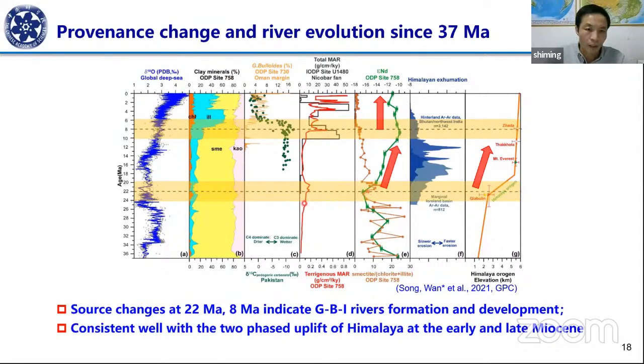In contrast, since around 8.0 million years, the global cooling and also the intensification or weakening of the Indian monsoon may also have contributed to the enhanced physical erosion in the Himalaya and delivered more illite-rich materials to the Bay of Bengal. So climate may also be another factor besides tectonic forcing since the late Miocene.